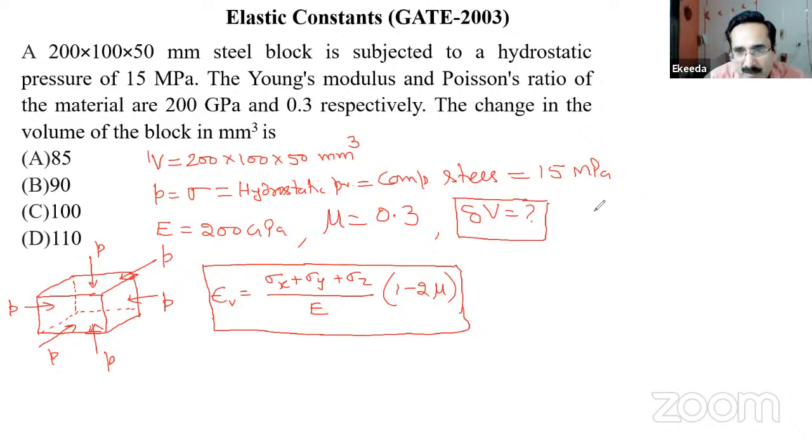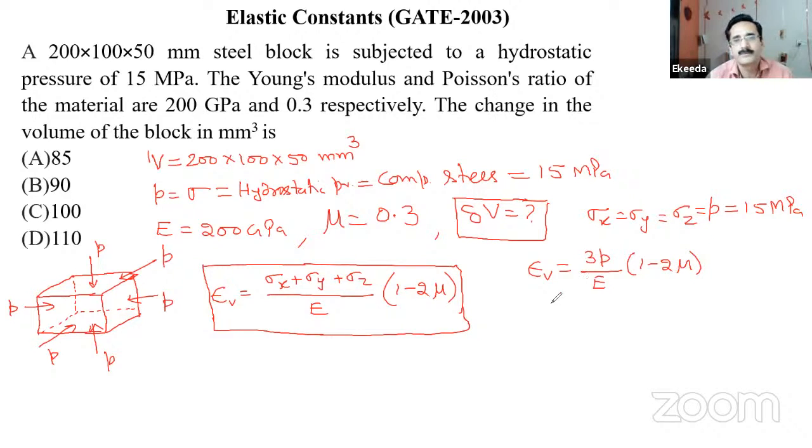So the volumetric strain can be given as, now sigma x, sigma y, sigma z is P here, the hydrostatic pressure, and it is same in all directions. So sigma x, sigma y, sigma z is basically P. So we can write that sigma x, sigma y, sigma z is basically compressive stress, which is equal to the hydrostatic pressure, given as 15 megapascal, right? It is P. So volumetric strain can be written as 3P, because sigma x, sigma y, sigma z are added up, right? 3P by E times (1 minus 2 mu). So this will be 3P by E times (1 minus 2 mu), right?